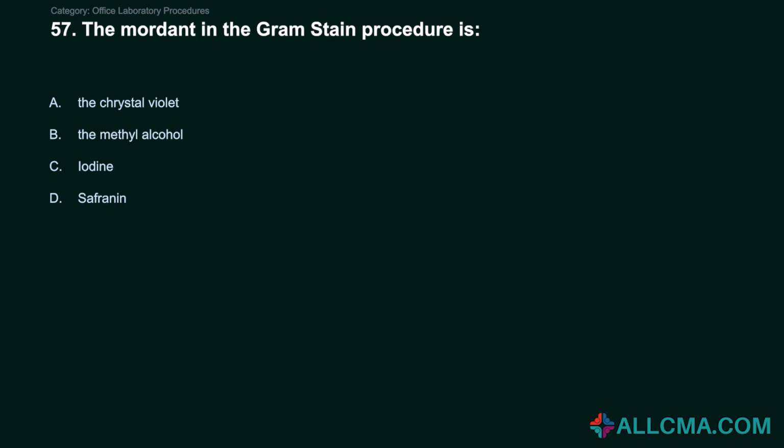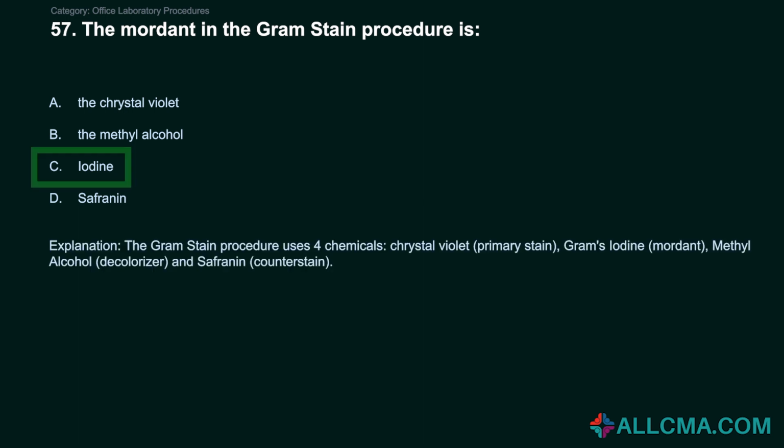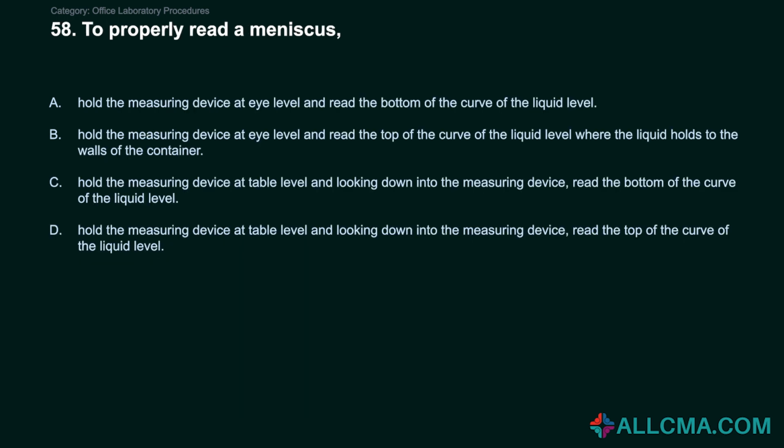57. The mordant in the Gram stain procedure is A. The crystal violet, B. The methyl alcohol, C. Iodine, D. Safranine. Correct answer, C. Iodine. The Gram stain procedure uses 4 chemicals: crystal violet, primary stain; Gram's iodine, mordant; methyl alcohol, decolorizer; and safranine, counterstain.